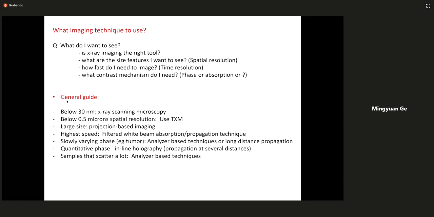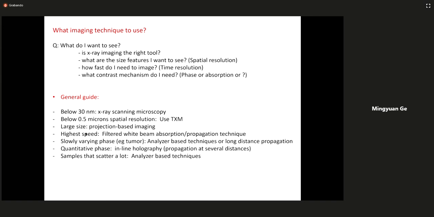So some general guides are listed here, which you can take home. Very basic idea: for resolution below 30 nanometers, very high resolution, you need the scanning microscope. And if your resolution is between 30 nanometers and a few hundred nanometers, you can use a transmission X-ray microscope. That gives a full field image. If you go to really large sizes, you go to projection based imaging, which means don't use any lens.